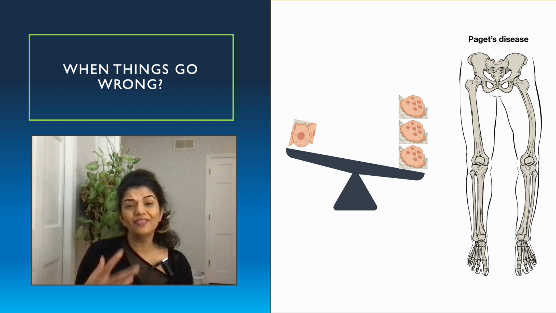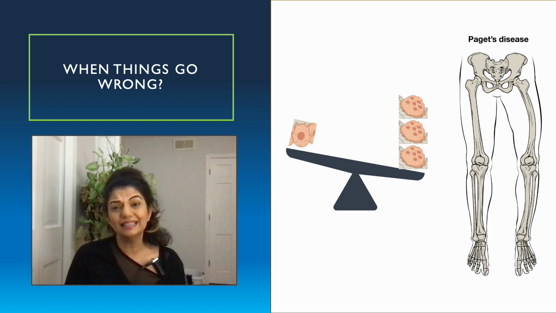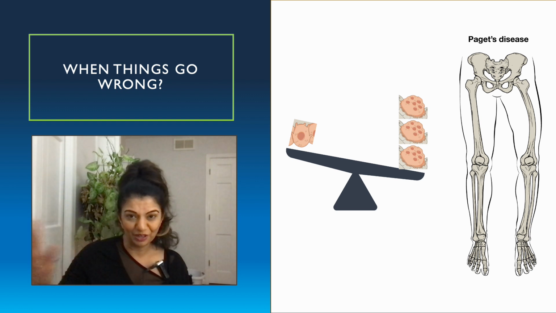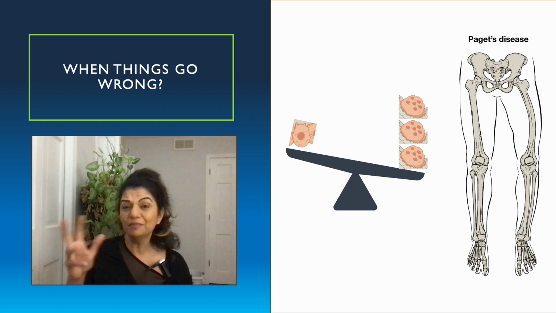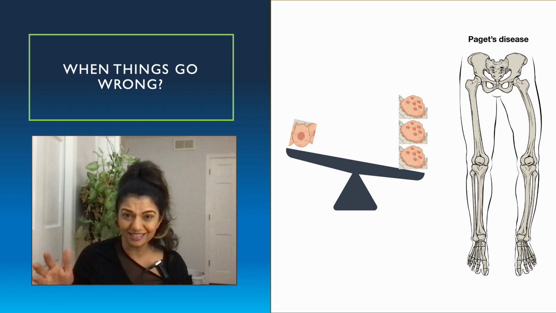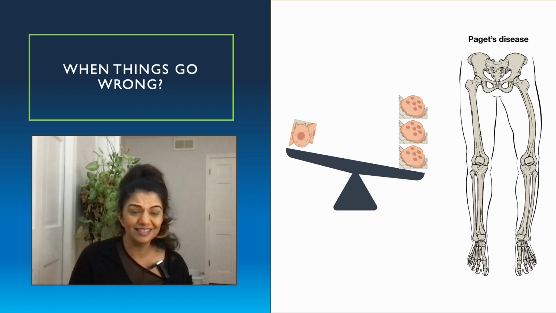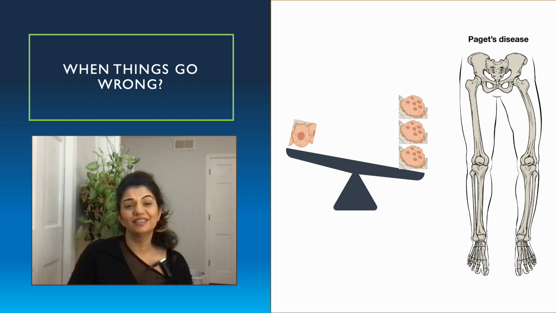Lastly, just a snippet about when things go wrong. What happens in conditions like Paget's disease? This is where the demolition team we talked about, the osteoclasts, work overtime, leaving the builders, the osteoblasts, struggling to keep up with them. And so this results in weak, very brittle bones that are prone to deformities and fractures, right? So that's essentially what happens when things aren't working as they're supposed to.